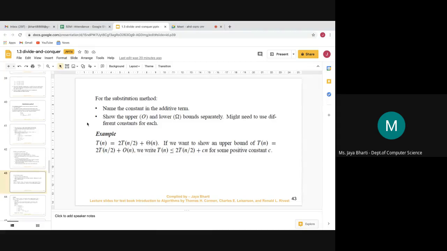So this is the example. Suppose T n is equal to 2T n by 2.